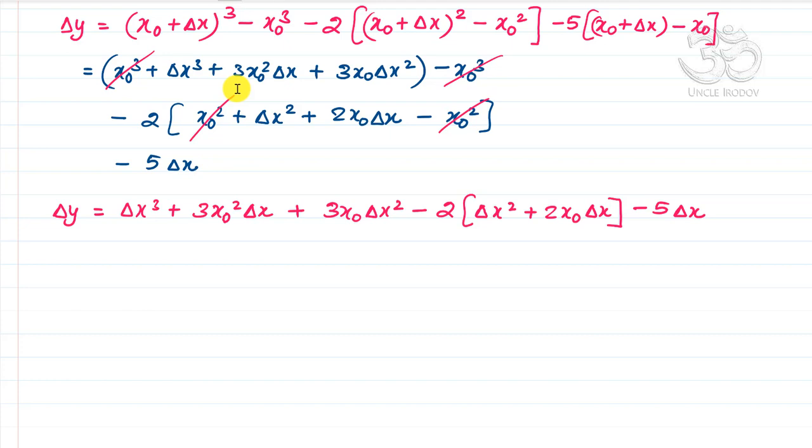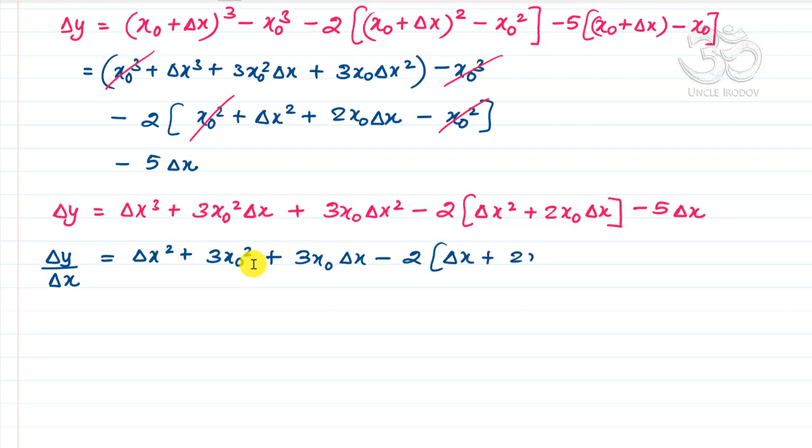And then you divide every term by delta x. So delta y by delta x will be delta x squared plus 3x naught squared, and you see that in this term delta x squared will be left over here, but there will be some terms like this where delta x term will not even be present. And then the third term will give you 3x naught times delta x minus 2 delta x plus 2x naught minus 5.